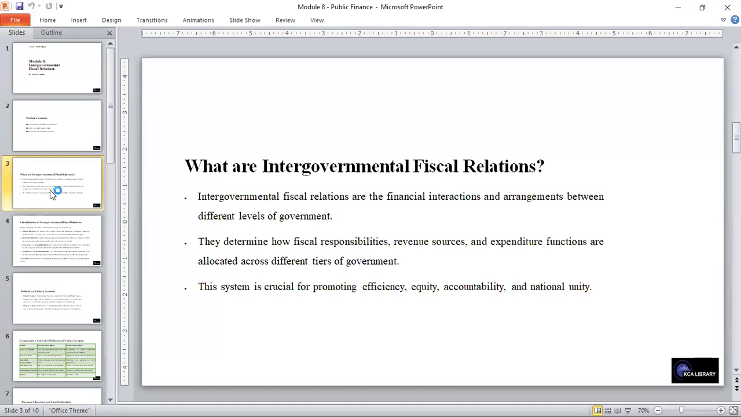different levels of government. It's the fiscal relations, their financial interactions and arrangements which exist between different levels of government, and they determine how fiscal responsibilities, revenue sources, and expenditure functions are allocated across different tiers of government. And this system is crucial for promoting efficiency, equity, accountability, and national unity, which are very important as per the principles of public finance.